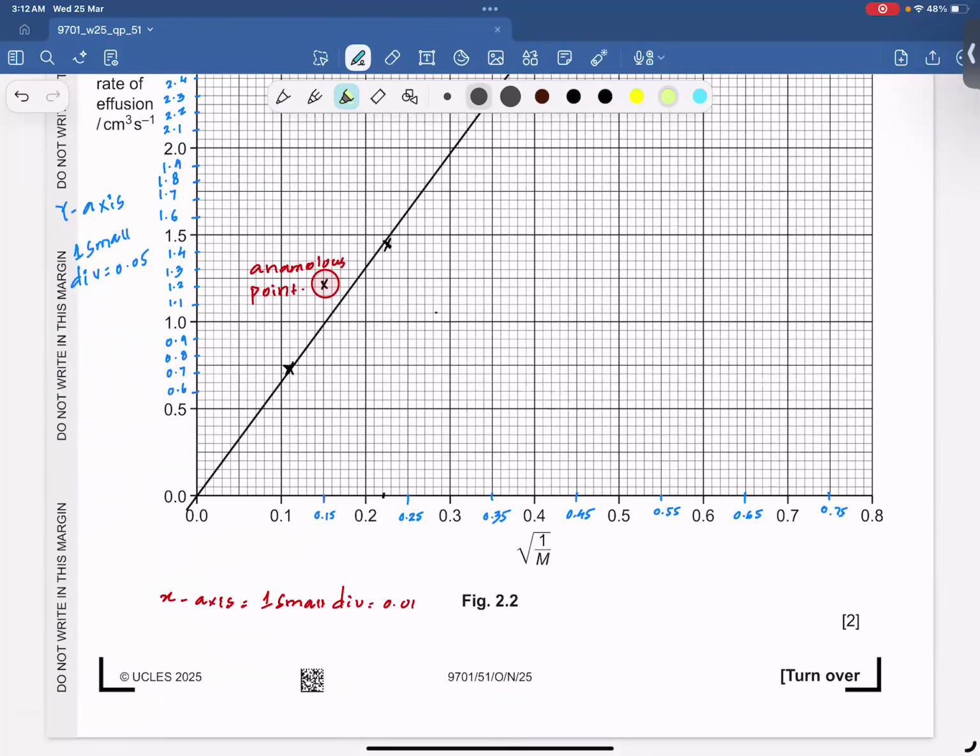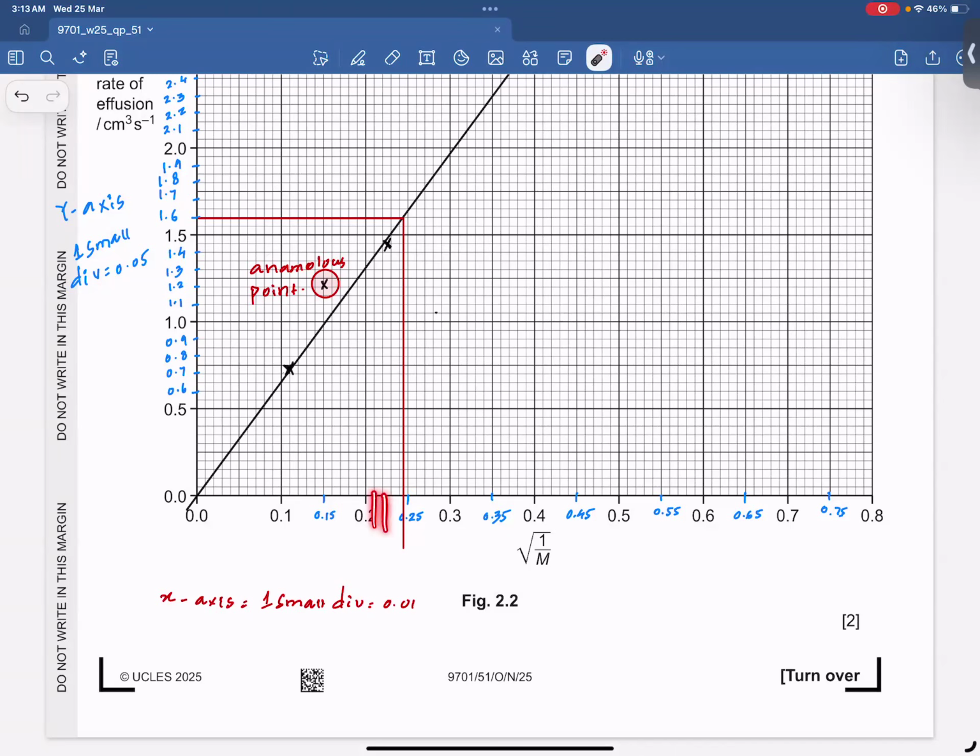1.58. So that's the value I believe here. Okay, so that's the value of 1.58. Let me count the values. 0.2 plus 0.01, 0.21, 0.22, 0.23, 0.24, and that's 0.245 roughly.